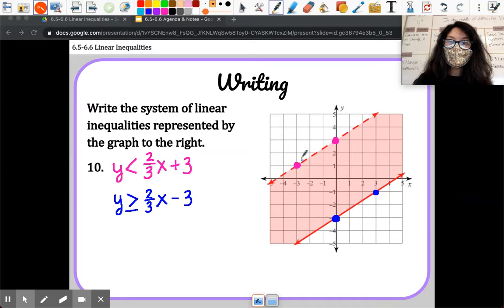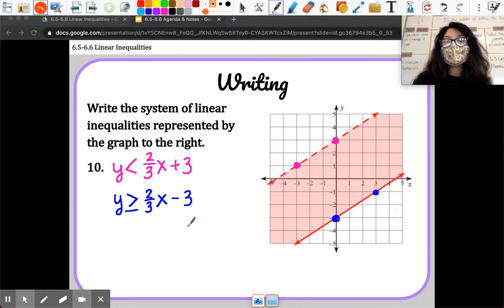So you might be thinking, well, these lines are parallel. Doesn't that mean that there's no solution? Not necessarily. We did do a system of inequalities that resulted in no solution, but in this case, there is a solution. So you have to be careful.